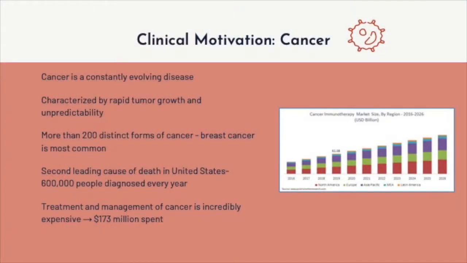look out for. The second leading cause of death in the United States is cancer, a constantly evolving disease with over 200 distinct forms. It is characterized by rapid tumor growth and unpredictability. Treatment and management for this condition is incredibly expensive, and research focuses on developing treatment options with a minimized focus on the testing process for the treatment options themselves.